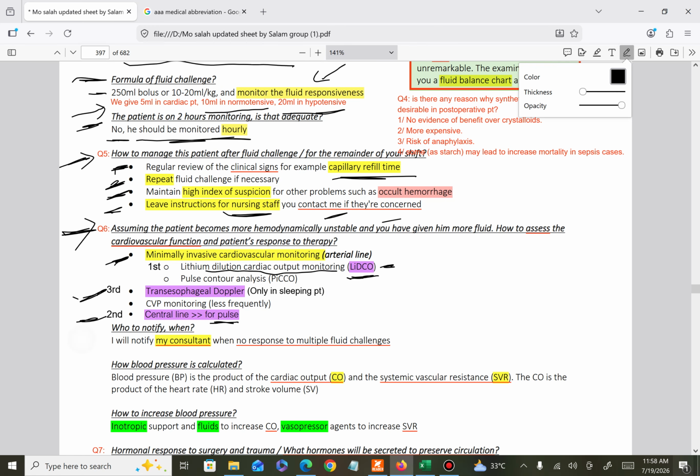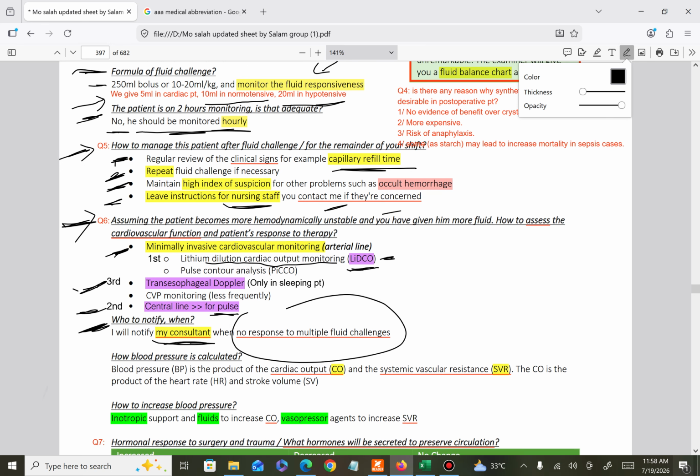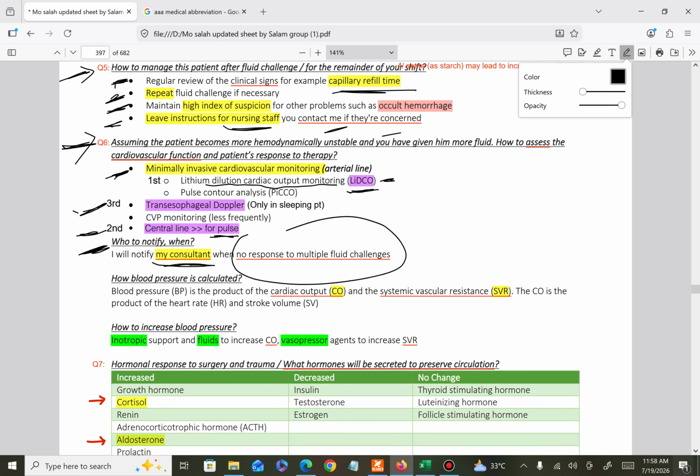Then who to notify and when? We will notify our consultant when there is no response to multiple fluid challenges. Okay, how is blood pressure calculated? Blood pressure is the product of cardiac output and systemic vascular resistance. The cardiac output is the product of the heart rate and stroke volume.